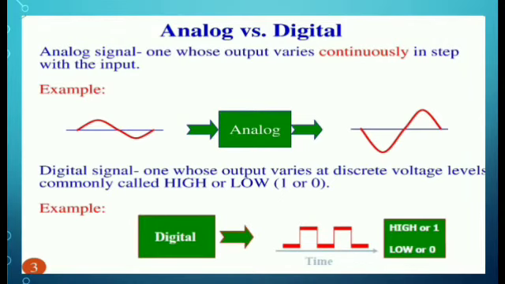Now you should know what is digital and analog. See this first one: an analog signal is one whose output varies continuously in step with the input. This is the input, this is the output. But a digital signal is one whose output varies at discrete voltage levels, commonly called high or low. High means 1 and low means 0. This is the wave format, either high or low.